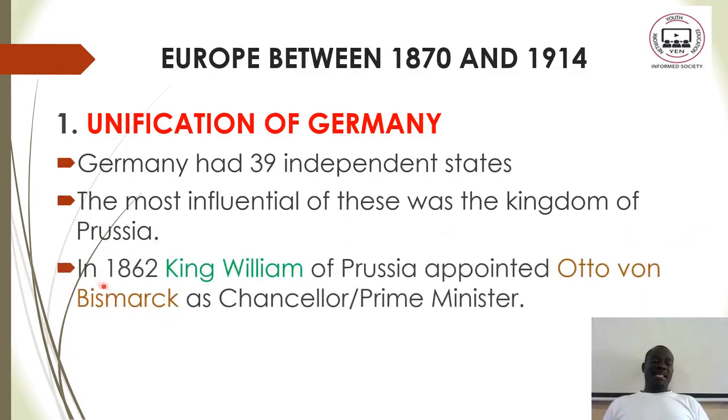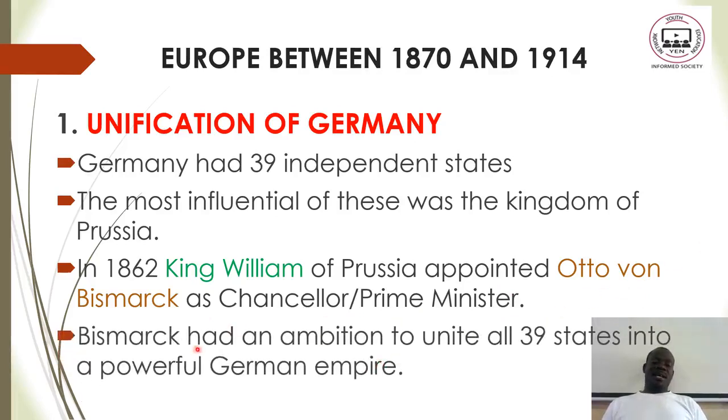In 1862, King William of Prussia appointed Otto von Bismarck as Chancellor or Prime Minister. So of the 39 states, the most influential was Prussia. And there, the King of Prussia, in 1862, King William, appointed Otto von Bismarck to be the Chancellor or the Prime Minister of Prussia.